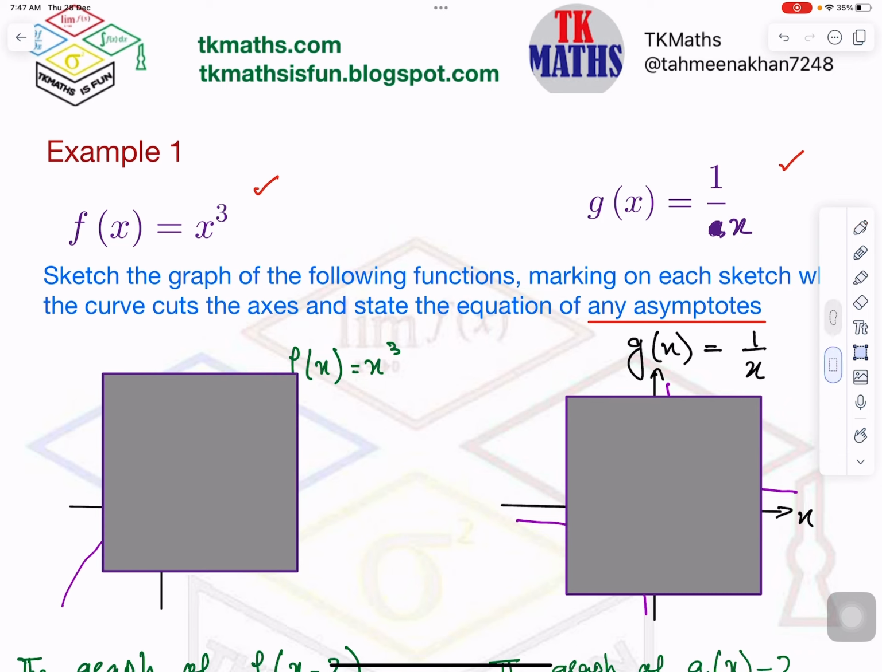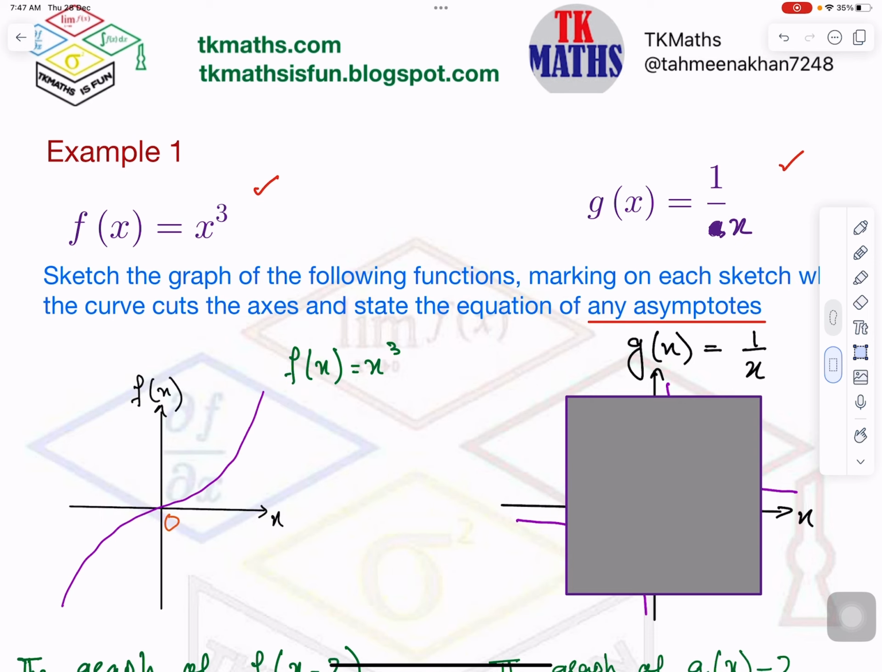So let's see. First of all, f of x equals x cube. Now it's a cubic curve, and this is the shape of the cubic curve, right? Just x cube. It will pass through the origin here. You can see 0. Let me select the pen here. It is passing through 0 here.